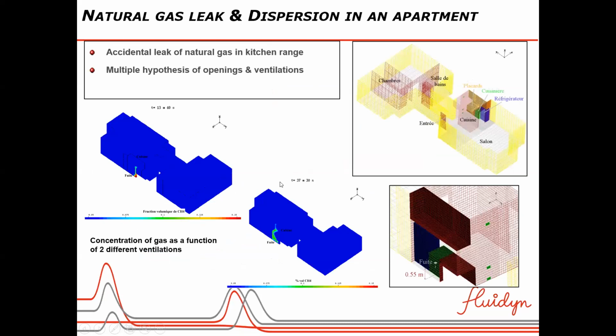It's a natural gas leakage in an apartment. Suppose some leakage happens, how does it spread based on the connectivity between these rooms? Basically, these cases are at different ventilation rates, and how it spreads.